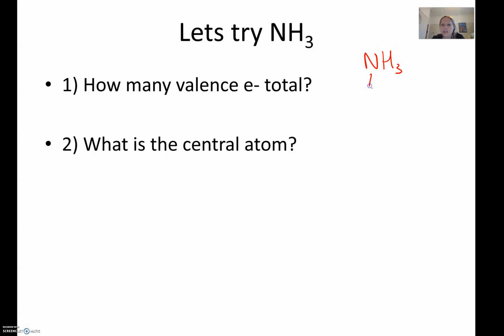Nitrogen's in group 15, 5 valence electrons. Hydrogen in group 1, 1 times 3, that gives us a total of 8 electrons. The central atom, nitrogen's by itself, so it's going to be that, but we also can see it needs 3 electrons to be stable. Hydrogen only needs 1, and therefore that confirms nitrogen is the central atom.